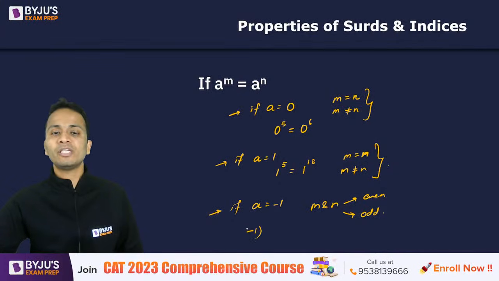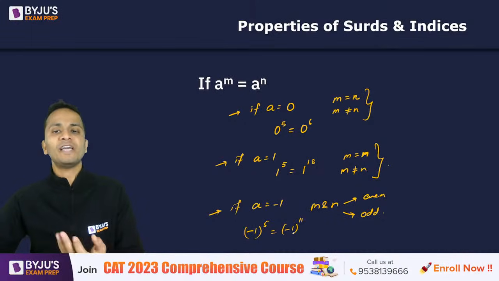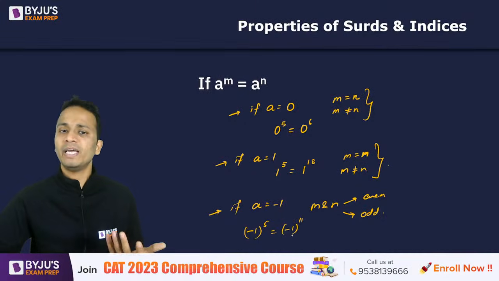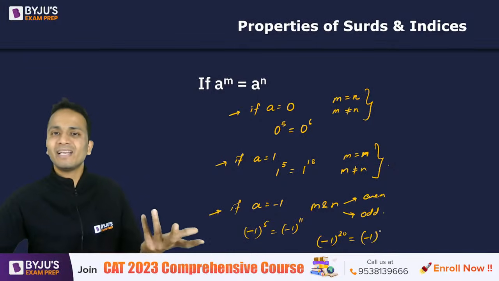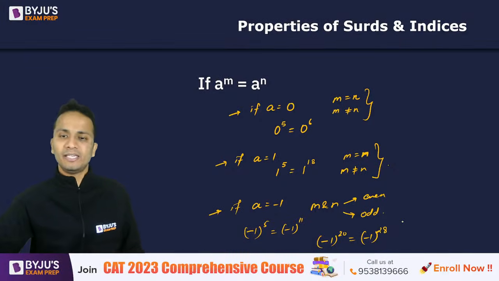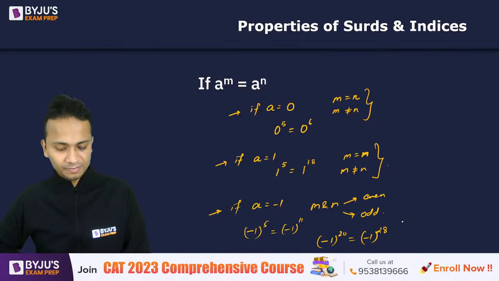So minus 1 raised to the power 5, I can say, is equal to minus 1 raised to the power any odd number, let's say 11. Also, I can write minus 1 raised to the power 20 is equal to minus 1 raised to the power any other even number, let's say 28. Right? Okay. Avantika, yes, it will be helpful.